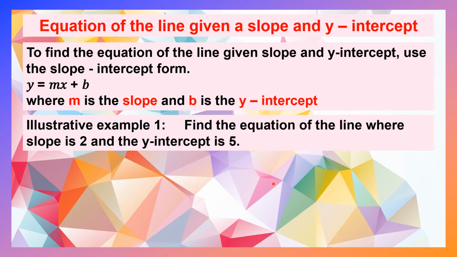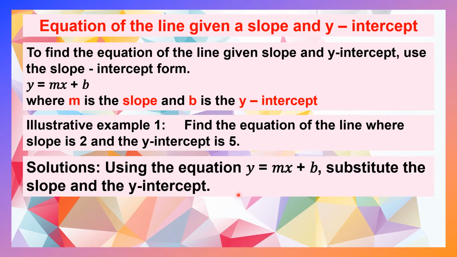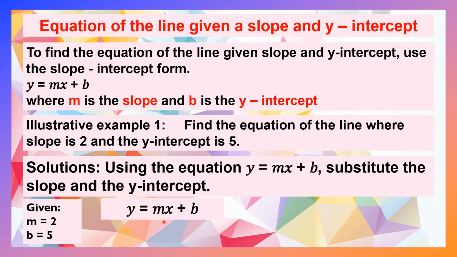So let's have an example. Find the equation of the line where the slope is 2 and the y-intercept is 5. So using the equation y equals mx plus b, let us just substitute the slope and the y-intercept. So yung ating slope dito or m is positive 2. And yung y-intercept natin or b is positive 5. So substitute lang natin tong dalawa sa y equals mx plus b.